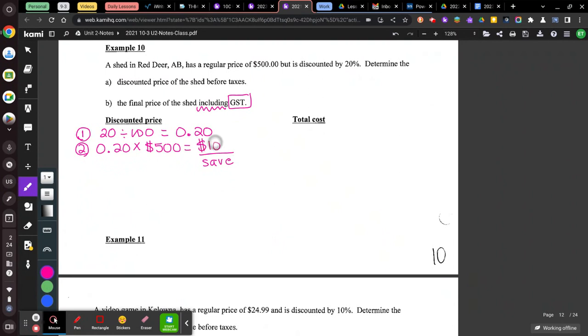So if I save $100, how much do I actually have to pay then? What would the cost be? Well, this is your sale price. Sale price is to subtract from your original. So you're going to take 500, subtract the 100, and your sale price is going to be $400. Okay, so now you've got a shed that you have to pay $400 for, so it's $100 off.